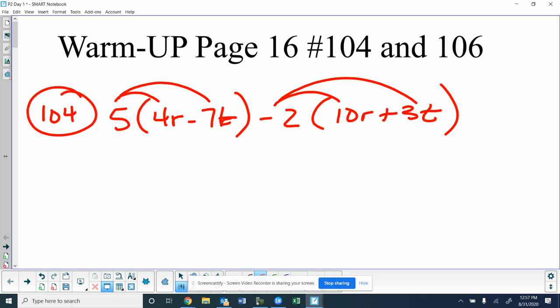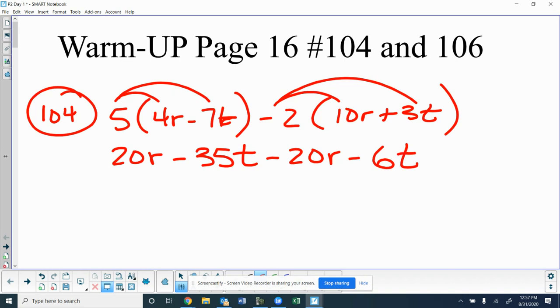They're not like terms. So 5 times 4R is 20R. 5 times -7T is a -35T. -2 times 10R is -20R. And -2 times positive 3T is a -6T.